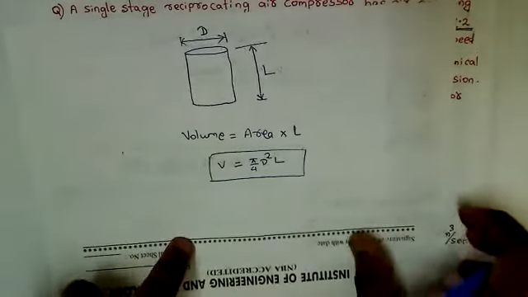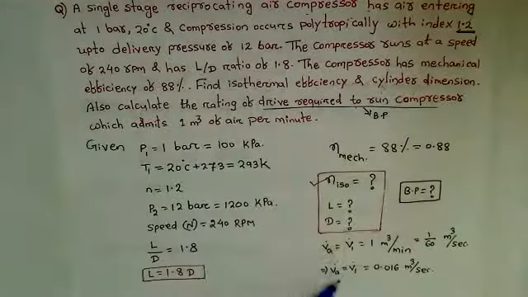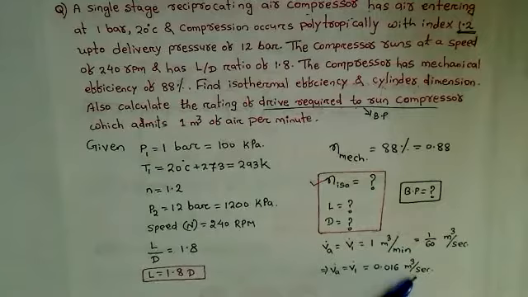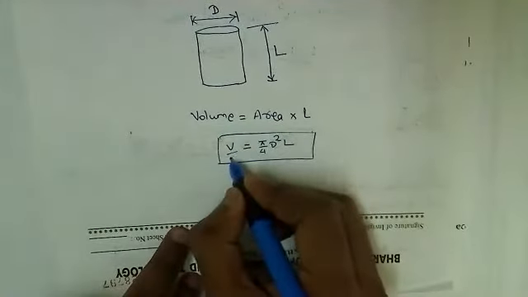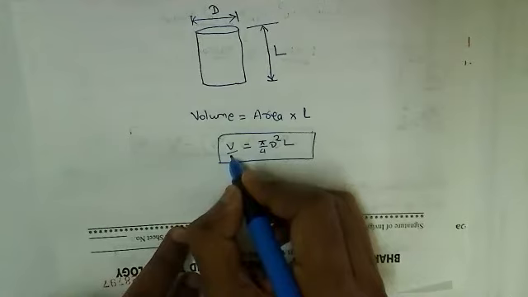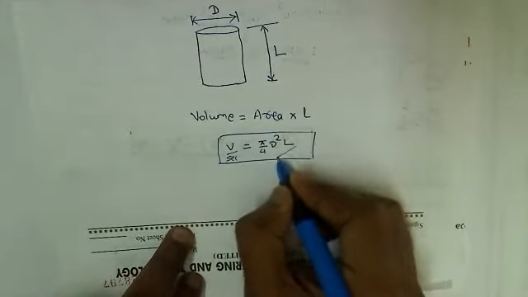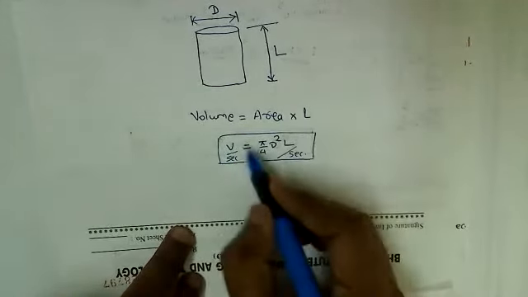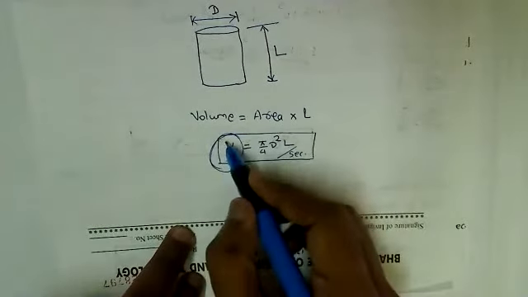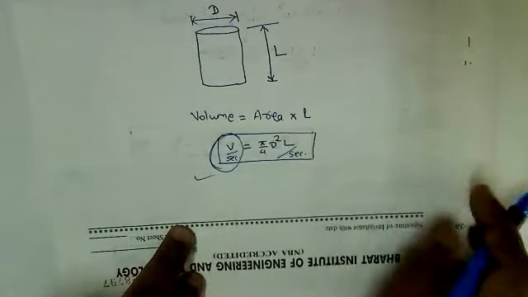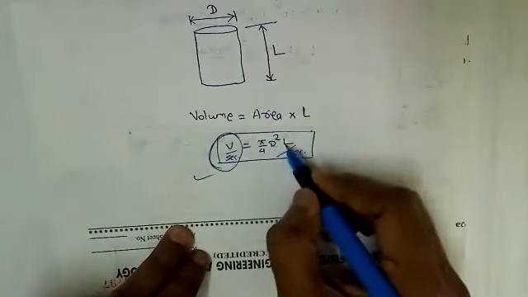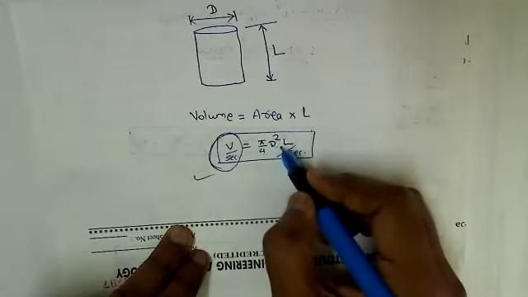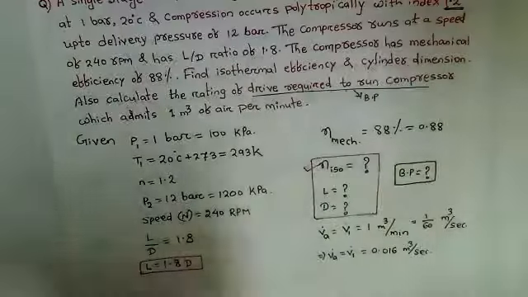But in this question, what is given? Volume flow rate is given, meter cube per second. You see the unit, meter cube per second. Means on both sides we have to divide by the time period. This is called volume flow rate, volume per unit time. This value is given as 0.016, and from here we have to calculate the diameter and length.